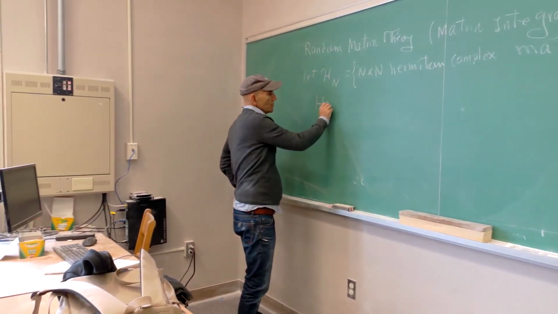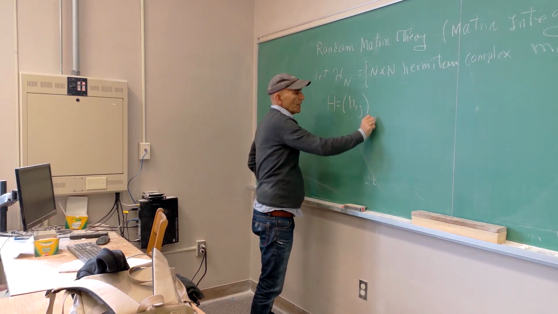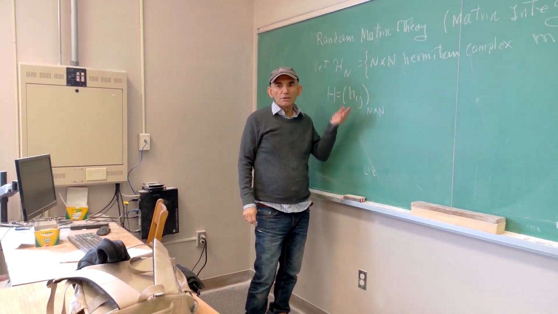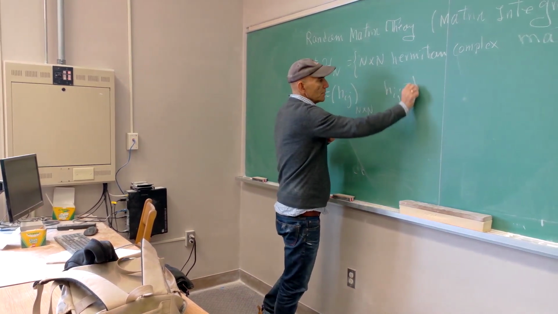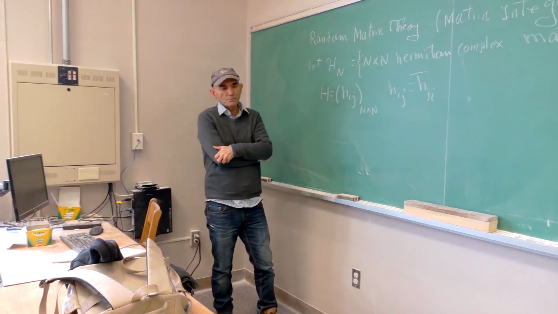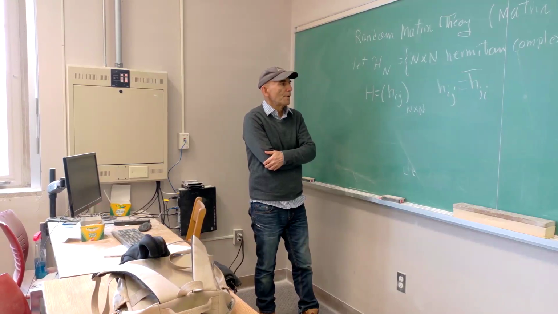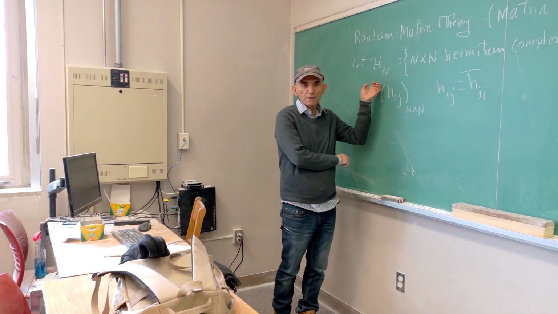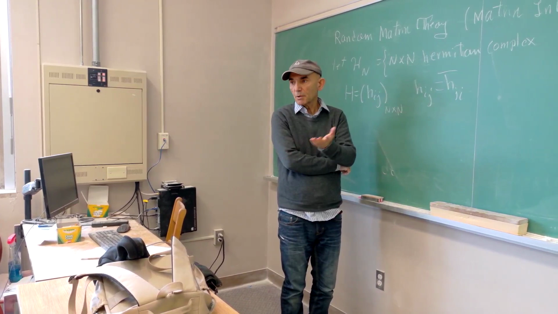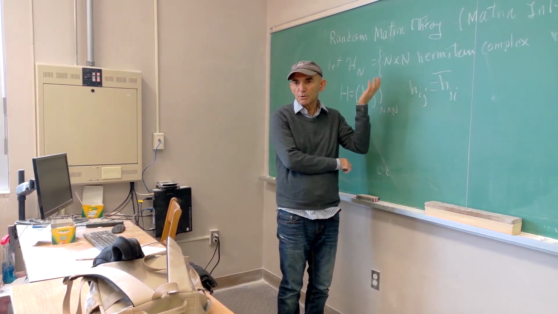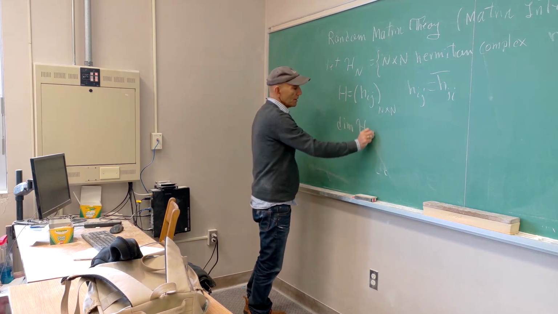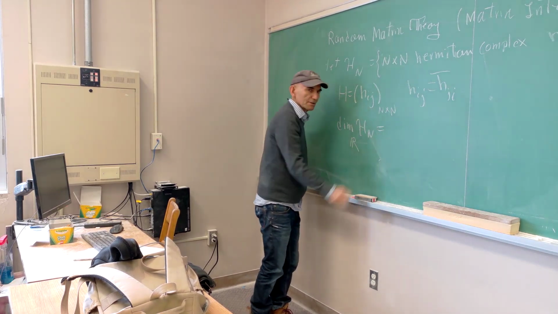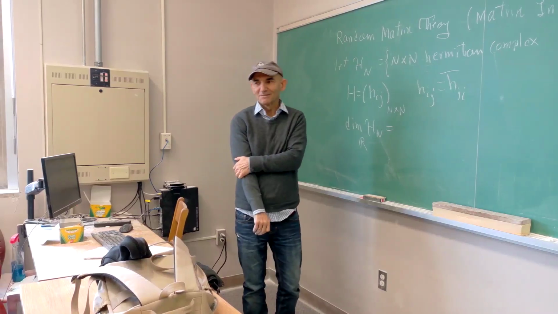So H, we just write as Hij, an n by n matrix. Because it's Hermitian, it's completely determined by values on the diagonal and above them. So basically Hij is equal to Hji bar. The first thing we have to notice about this space is that it is a real vector space. Because if you multiply by a real number, a Hermitian matrix remains Hermitian, not by a complex number. In fact, its dimension is easy to calculate. What is the dimension of Hn over R?